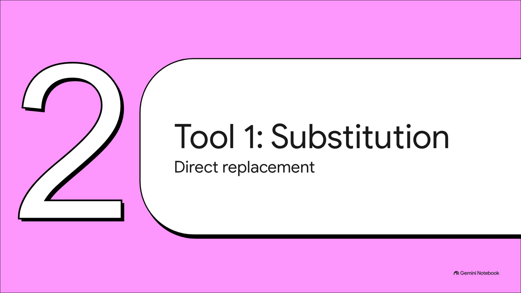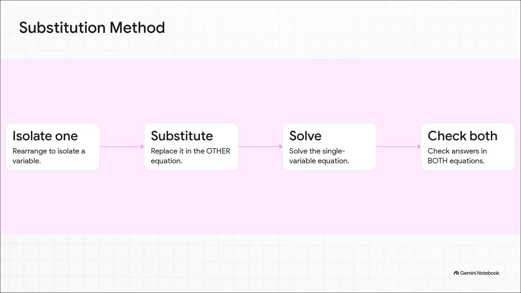Section 2, Tool 1, Substitution. This is definitely the most conceptually direct method we have for turning 2 unknowns into 1. Substitution is kind of your natural first choice when one of your equations already has a variable that's super easy to isolate, like an x or a y just sitting there all by itself. So, step 1, you rearrange that equation so the variable is totally alone on one side.